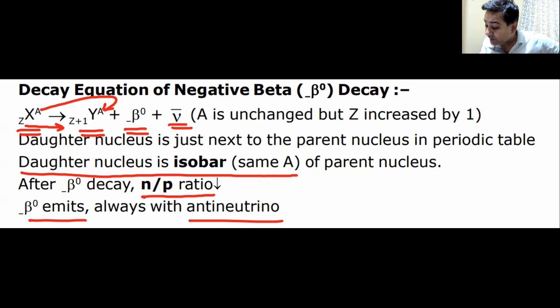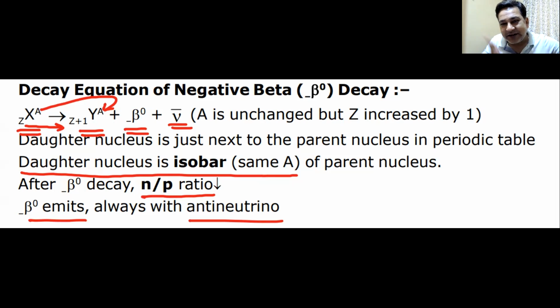Now, since we are done with negative beta decay, what should be the next? What should be the next heading? You are again looking at the notes, but okay. Even from the notes you can tell me.